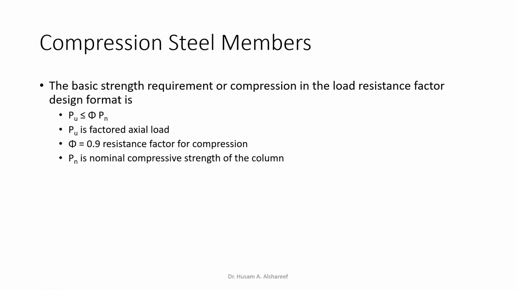So Pu is the factored axial load, which should be less than or equal to phi times the nominal compressive strength. The phi here is always 0.9, the resistance factor. It's always 0.9, and this is our general check.